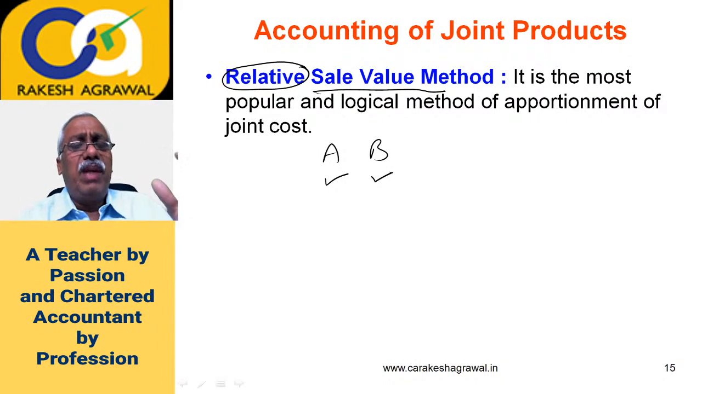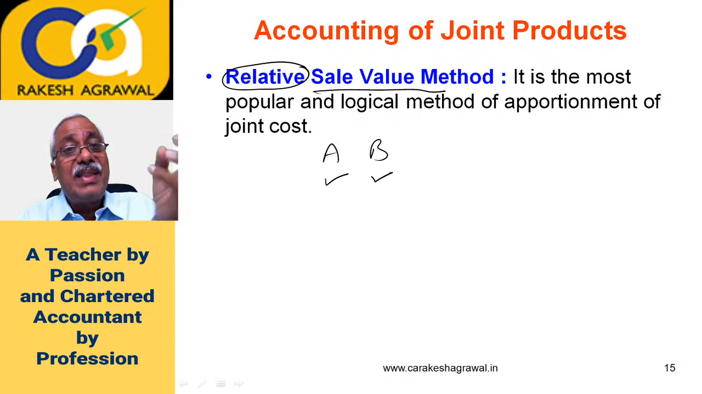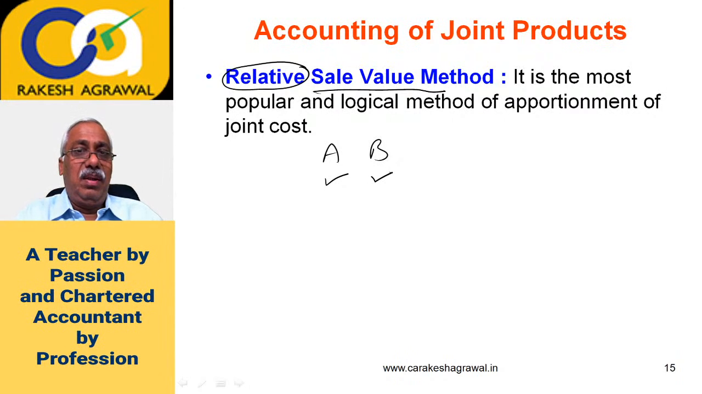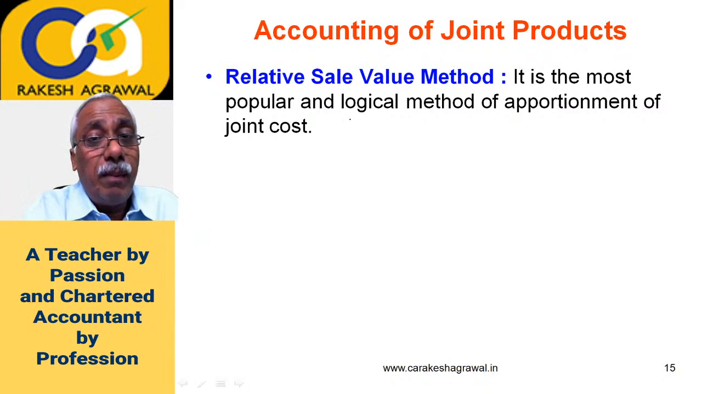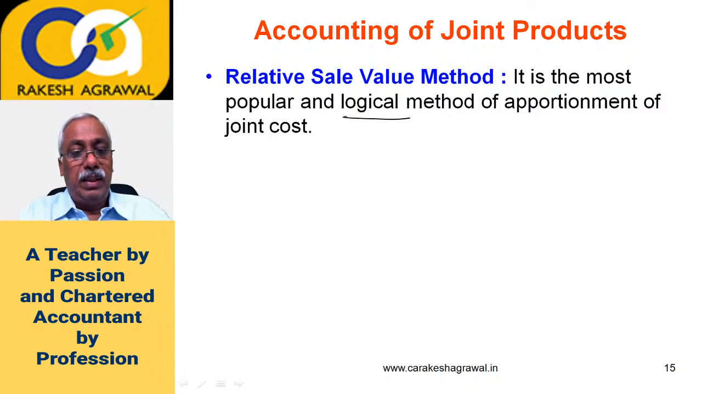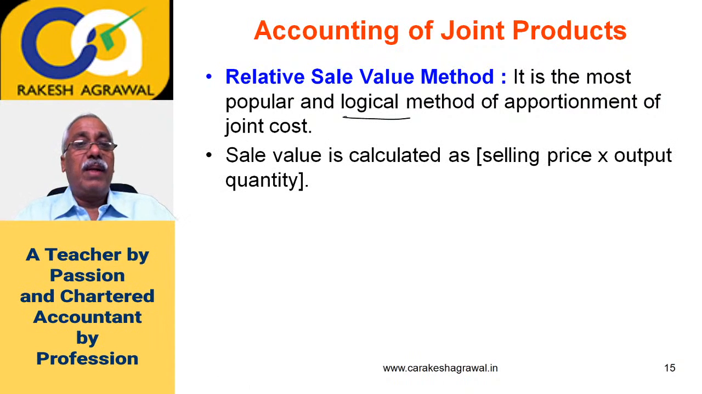So basically, we will apportion the joint cost of A and B in the ratio of sale value of A and B. In the ratio of sale value is the relative sale value of A and B. Now earlier we discussed that it should be apportioned in the ratio of quantity, that is output. Now we are saying it should be apportioned in the ratio of sale value. It is a very popular and very logical method as compared to the previous one.